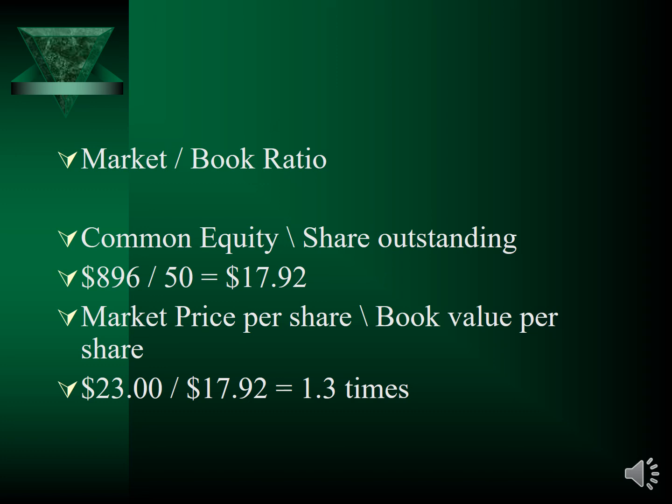And we compare this book value of the stock with the market price, and the formula is there. We divide market price per share by book value per share. So if the market price is $23 and the book value is $17.92, the answer is 1.3 times. So that means that the market price is 1.3 times the book value of the stock.